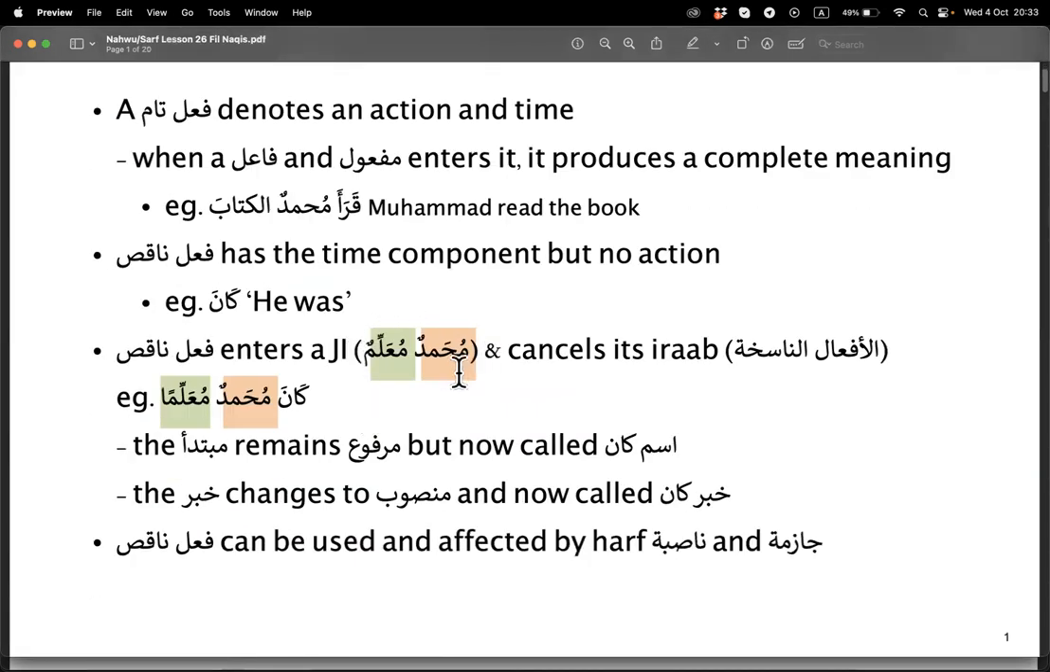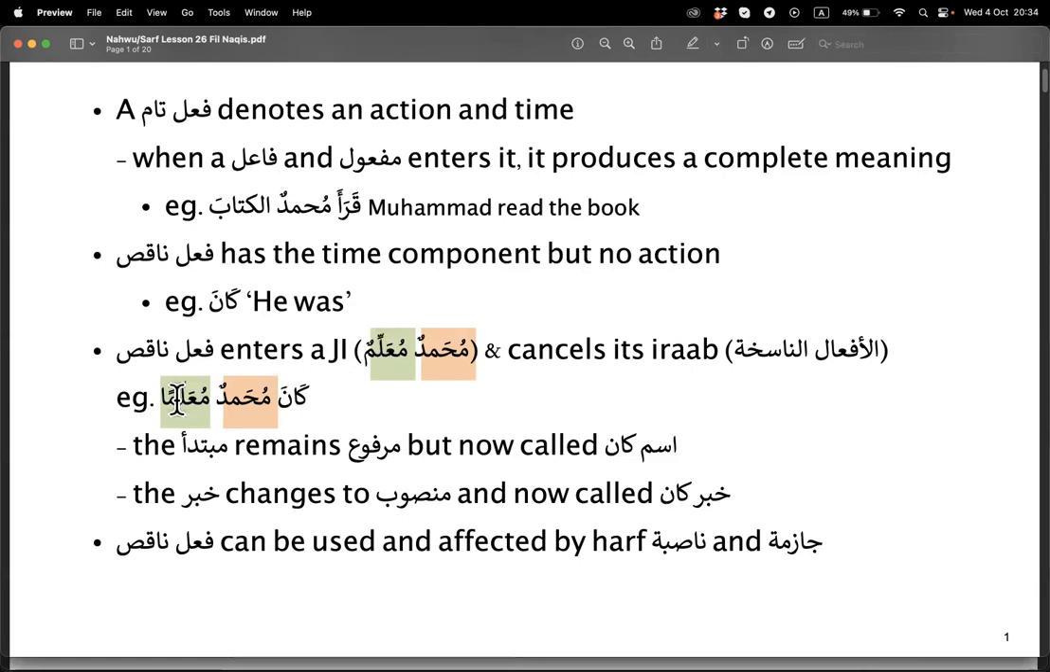So here we have Muhammadun muallimun. What's our label for Muhammadun? I believe this one, mubtada. Yes, mubtada, and muallimun is our khabar. Then when you put kana with it, Muhammadun now remains marfu, but it's not a mubtada anymore. We call it ism of kana.